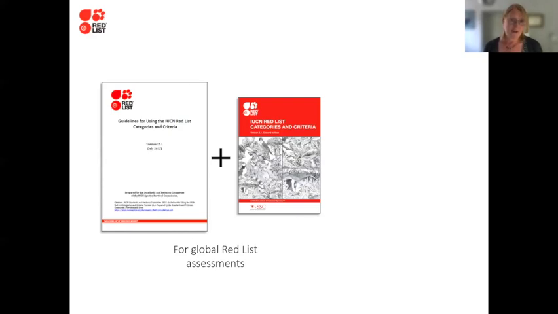So to get over this issue, because every time we start assessing new taxonomic groups, IUCN starts to learn some big lessons as to where the criteria are not as obvious to apply as they should be. So to get over this hurdle, we developed the guidelines for using the IUCN Red List categories and criteria, the Red List guidelines we call them. And that document gets updated regularly. It was actually last updated earlier this month, just to tidy up a few loose points in it. So that gets regularly updated, and we use these two documents together for global Red List assessments.